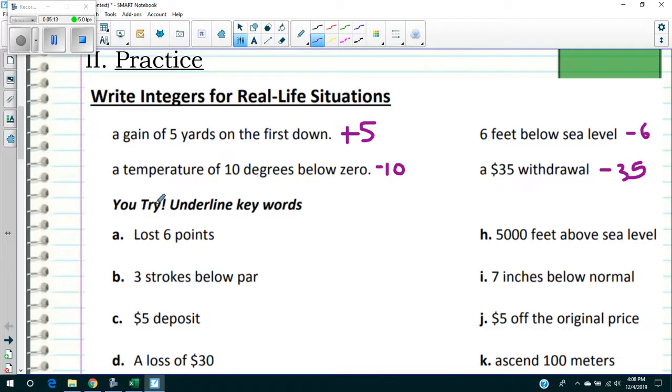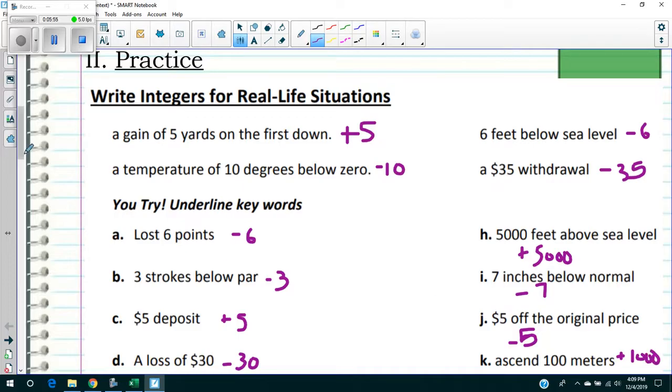All right, here's this. You try. Underline keywords. Lost 6 points: negative 6. 3 strokes under par. We just spoke about that in golf. $5 deposit. Loss of $30. I'm going at these pretty quick, but I doubt you're going to struggle at all. 5,000 feet above sea level. 7 inches below normal. $5 off the original price. Ascend 1,000 meters.